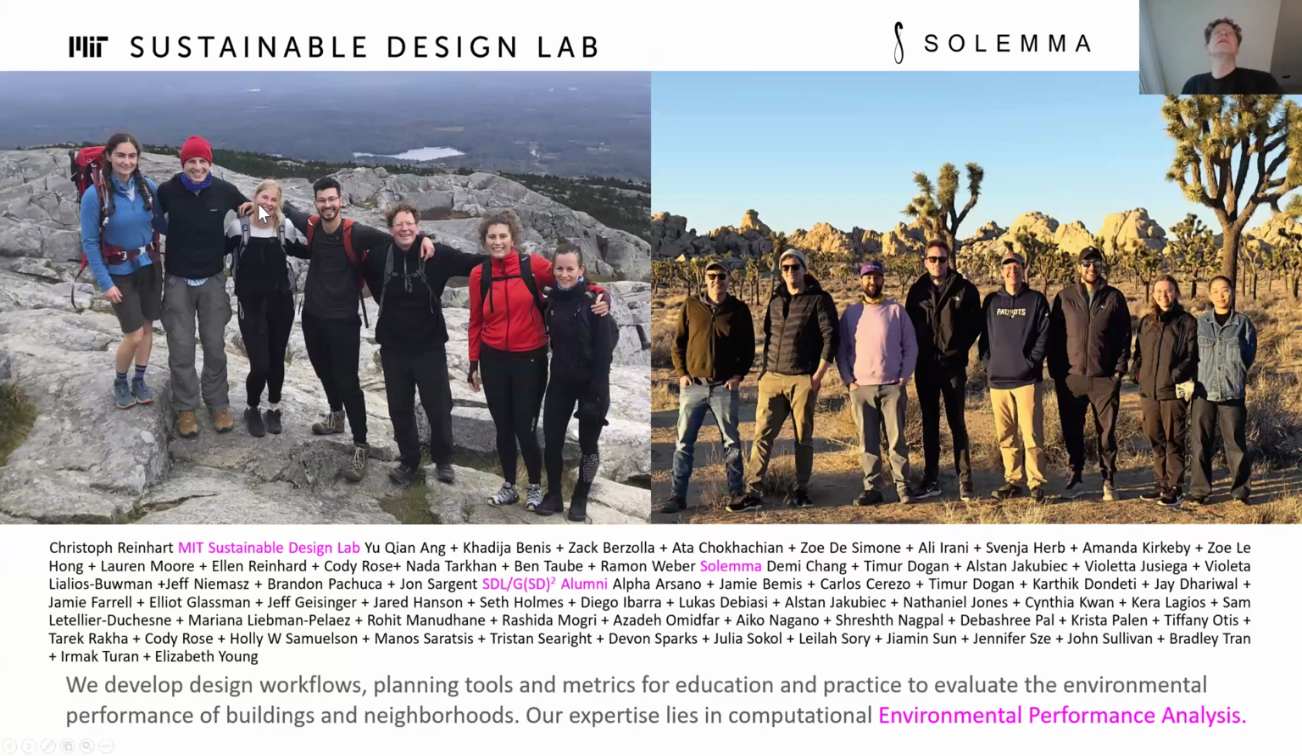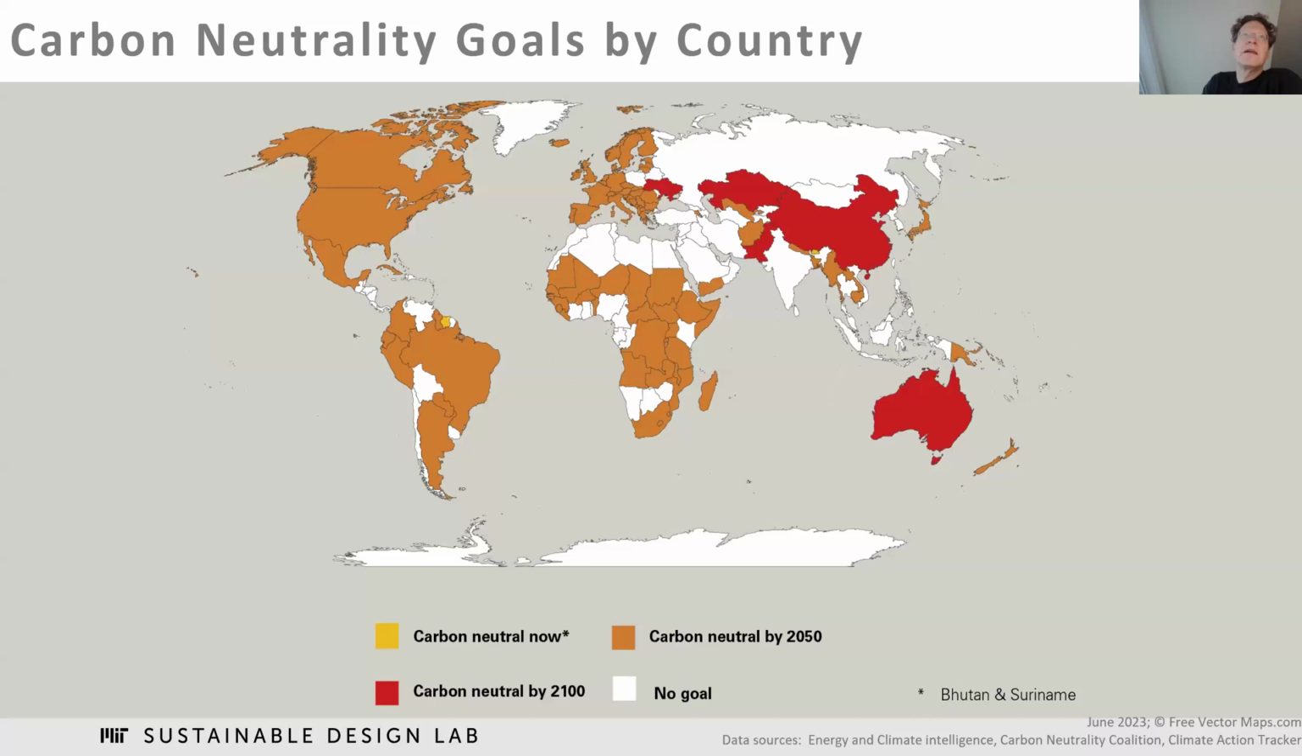I am from the Massachusetts Institute of Technology, where I direct a lab that's called the Sustainable Design Lab. And with members of the lab, we've developed a lot of urban building energy modeling and daylighting tools over the years. And at the same time, a lot of my work is in collaboration with the Harvard spin-off called Solemma, with whom we are developing daylighting and energy tools. So all of what I'm presenting, you will see always at the bottom right of the slides, the actual members of the lab who worked on this.